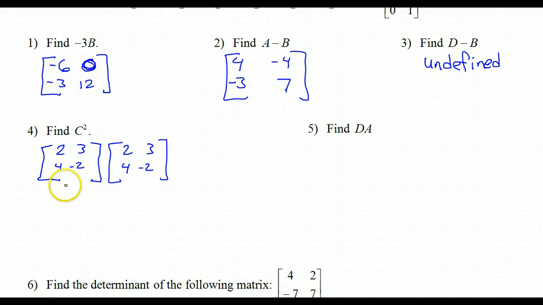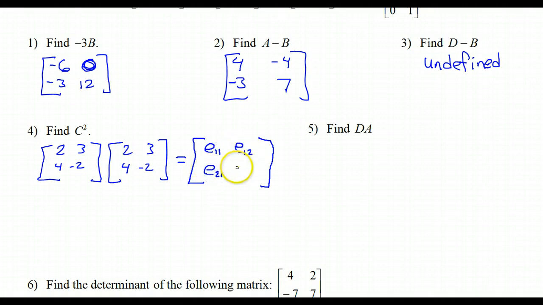So look, this is a 2 by 2 matrix, and this is a 2 by 2 matrix. So I know that my solution, the product, is going to be another 2 by 2 matrix. So in other words, I'm going to have an element 1,1, element 1,2, element 2,1, and element 2,2. This is row 1, column 1, row 1, column 2, row 2, column 1, row 2, column 2. So if I want to find each of these elements, for example, element 1,1.